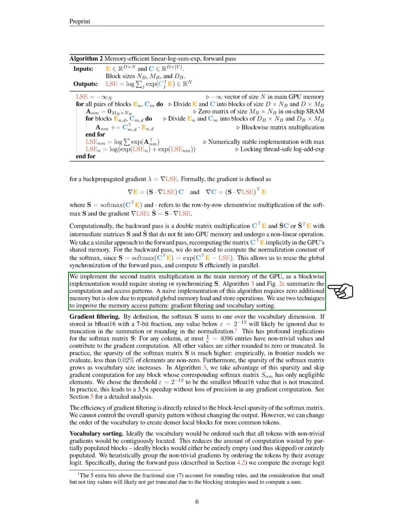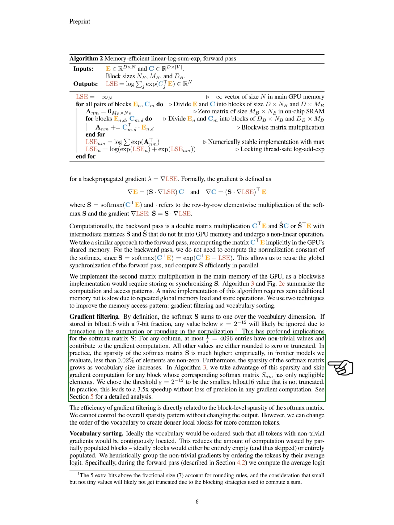To enhance memory access, we employ two techniques: gradient filtering and vocabulary sorting. Gradient filtering takes advantage of the fact that the softmax sums to 1, meaning many values will be negligible and can be ignored. We find that in practice, less than 0.02% of elements in the softmax matrix are non-zero, especially as vocabulary size increases. By skipping gradient computation for blocks with negligible softmax values, we achieve a significant speedup without losing precision.